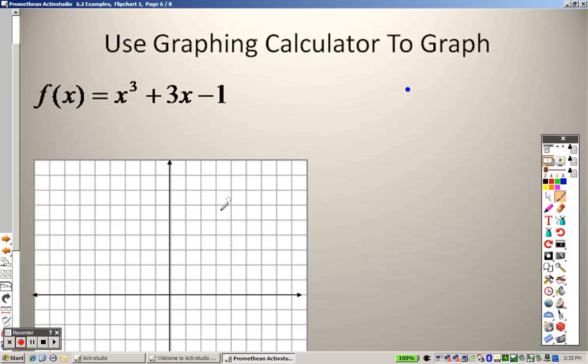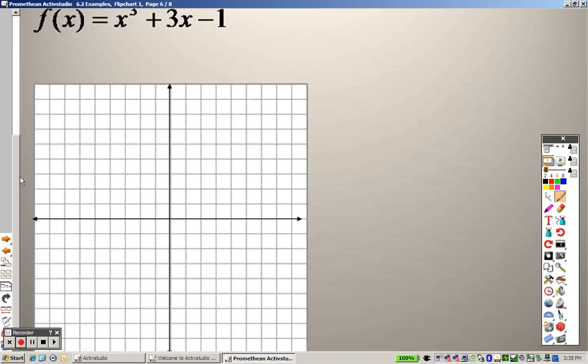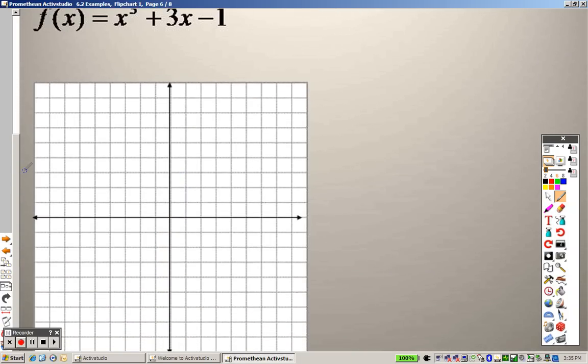A rough sketch of this looks like it just zooms in quick like that. That's just a really rough sketch of what the graph is doing. We can find the exact points, and that's what we're going to do. We're going to try to find out what the exact points of this graph are. That's the plan. So press second and graph.